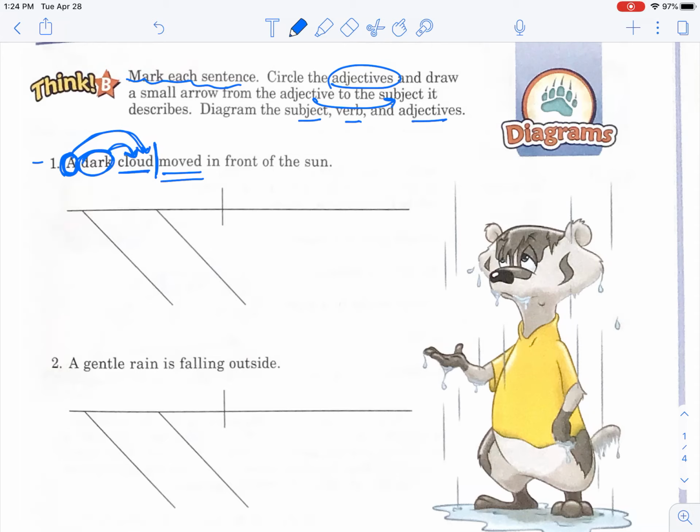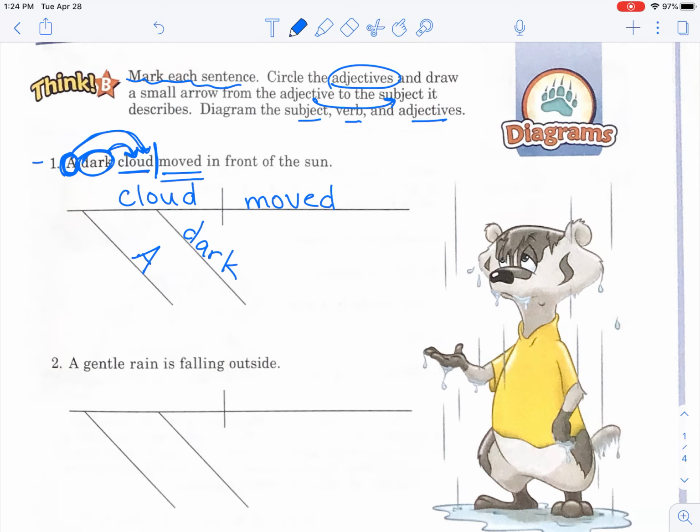Now we get to diagram the sentence. I love this part, and it reminds me, if I had forgotten the word a, this would tell me right here. So I would put cloud. Cloud is our subject, the noun. And what did it do? It moved. And then I would have written dark. And if I had forgotten, I would say, what's that other line there for? Oh, yeah, a dark cloud.